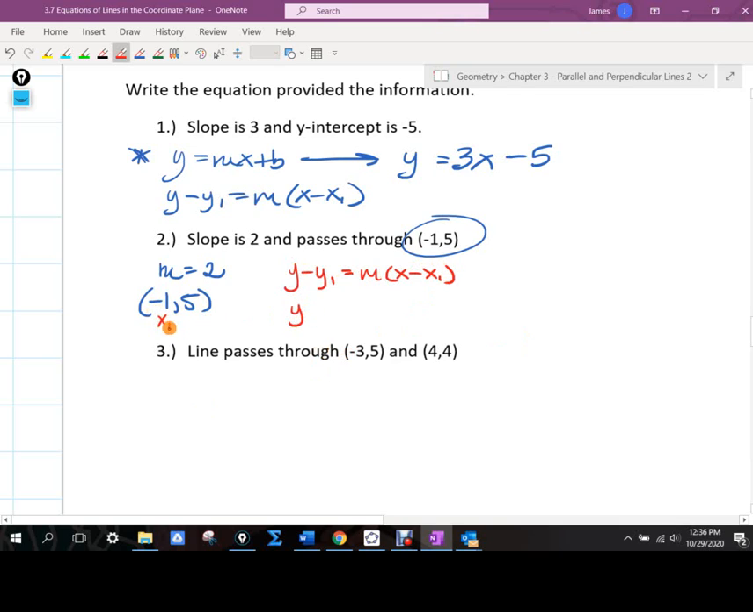So this is my point, x1, y1. So you get y minus 5. Slope is 2. Then x minus negative 1, which turns into x plus 1. Generally the reason we write the equation is so we can actually graph it. So I'm going to rewrite this as y minus 5 equals 2x plus 2. Just distribute my 2. Then we will add 5 to both sides, and I get that.